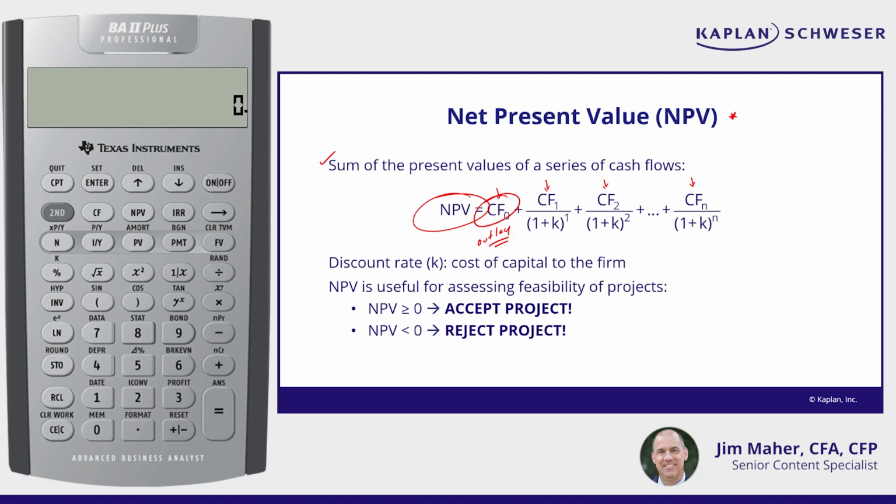Now we're going to use the discount rate here of K. That's our cost of capital to the firm for our particular project. And as you can see, depending on what period we're looking at, we have our exponential right there.